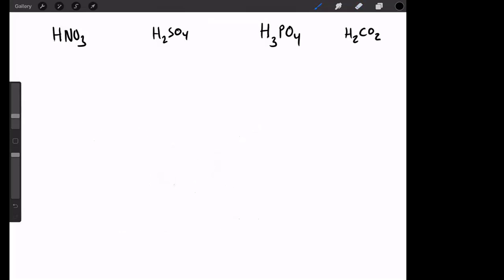Carbonate is CO3 2 minus. So the acid from it would be H2CO3. It's got a 2 minus charge, so it needs 2 of them. What about these guys? HNO2, remember the nitrate and nitrite have the same charge. Sulfate and sulfite have the same charge. Phosphate and phosphite have the same charge. So there isn't any sort of difference in the number of hydrogens, it's the number of oxygens that change.